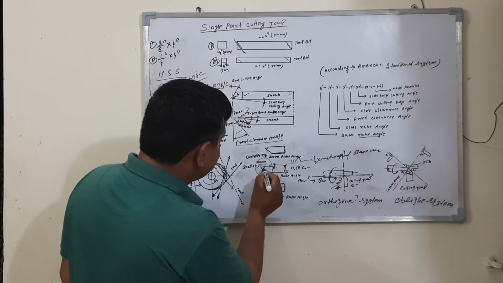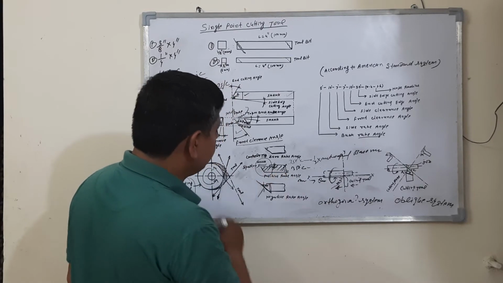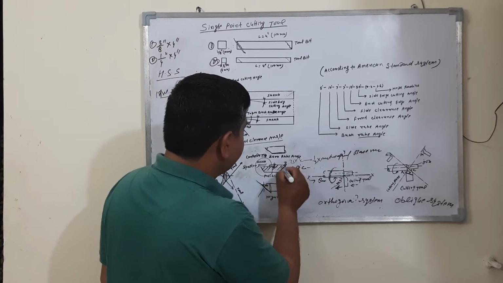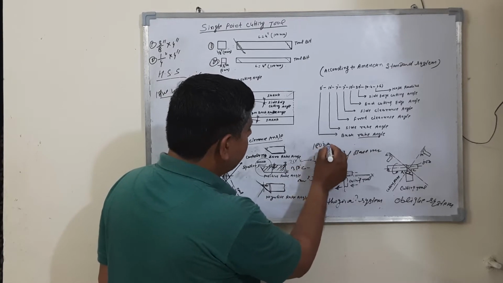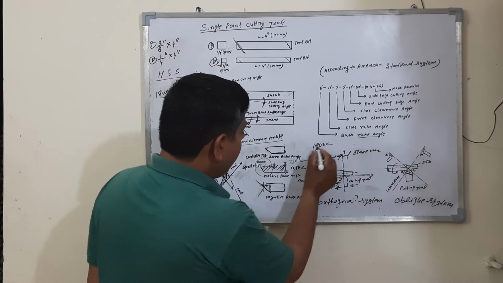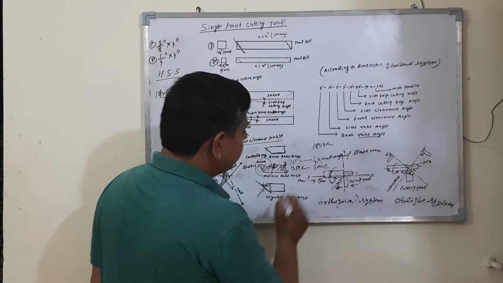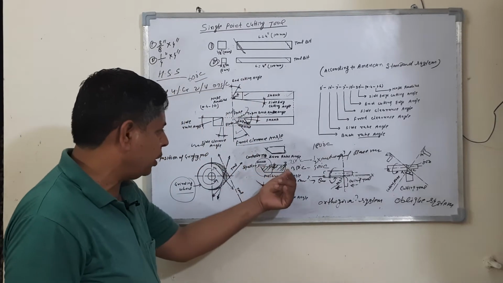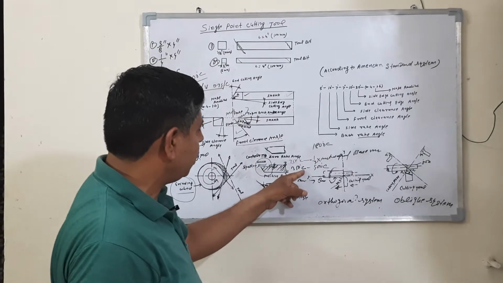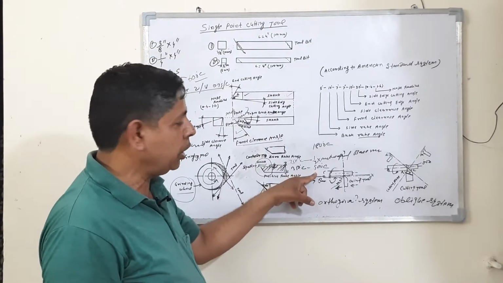So 350 degrees Celsius to 1/2 of the base metal. The base metal is here, the tool. For example, if the melting point is 1800 degrees Celsius, half is 900 degrees Celsius. The temperature is rising from 350 degrees Celsius to 900 degrees Celsius.